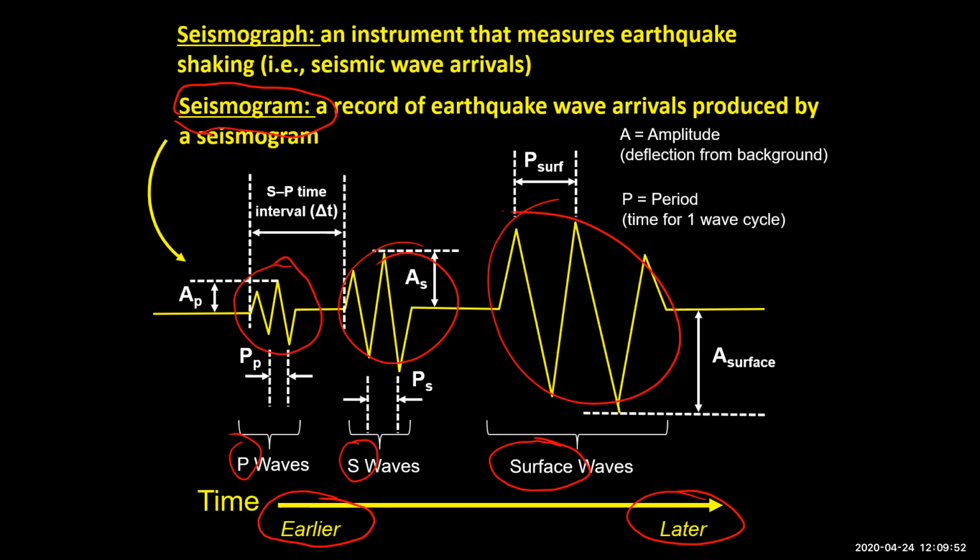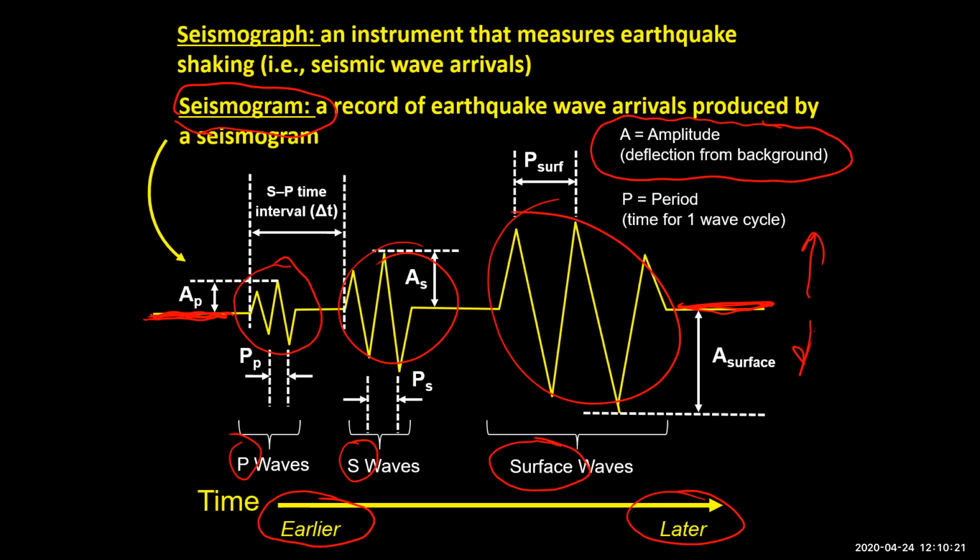One is simply what's called the amplitude. It's the deflection from the background reading. On this seismograph record, this is the background. This is the zero line. That's the line being drawn on the drum or on the computer screen before the shaking starts. And then once the shaking starts, the pen will either be deflected upward or downward as the waves arrive.